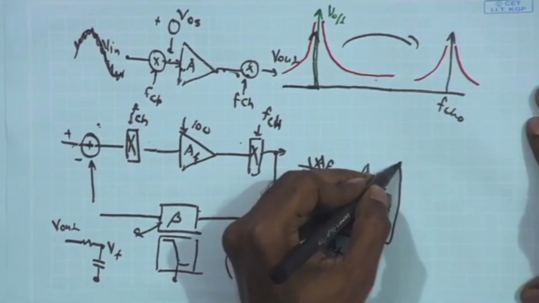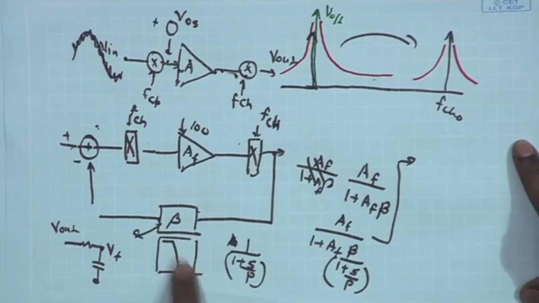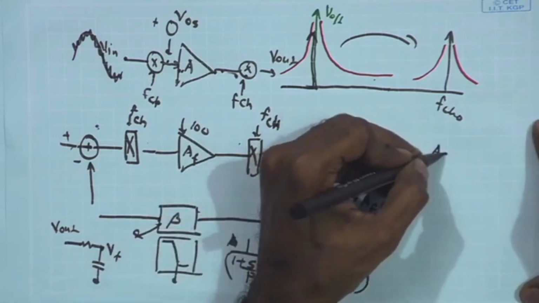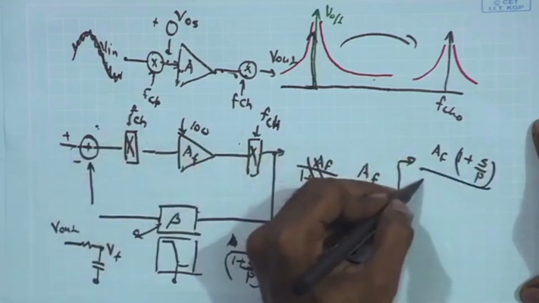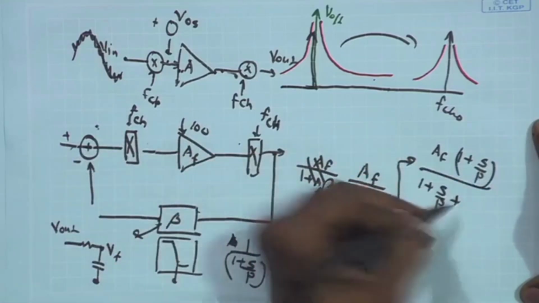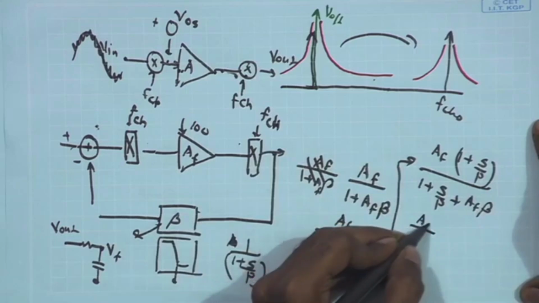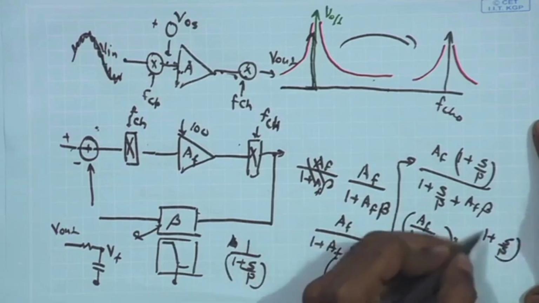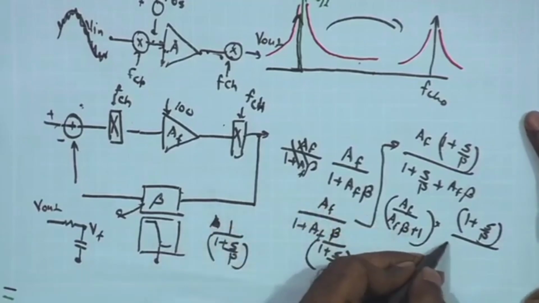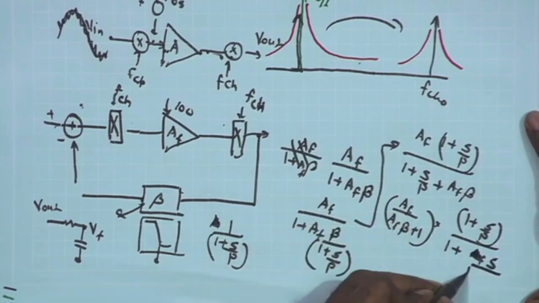Now, what is the effect of this pole on the overall transfer function? I am assuming that AF poles are much higher, so I do not even consider them while considering the effect on this low frequency signal. So I can take out AF, and you have the same function 1 plus s upon p coming over here, and then you have 1 plus s upon p plus AF beta. If I take 1 plus AF beta out, you have AF upon AF beta plus 1 times 1 plus s upon p upon 1 plus s upon 1 plus AF beta.